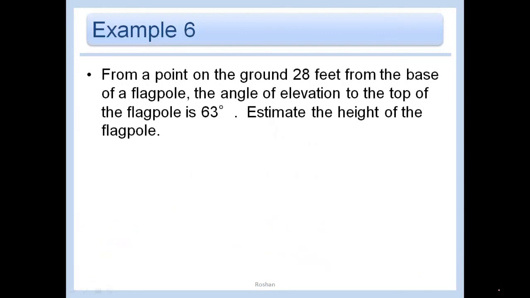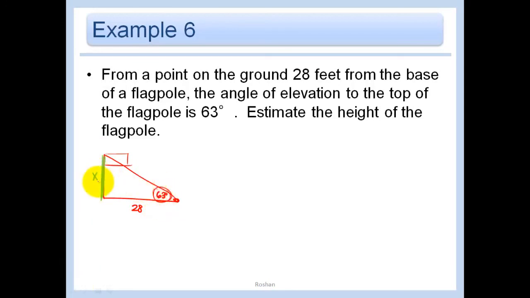Oops, I lied. One more question. From a point on the ground, 28 feet from the base of a flagpole. Okay, so we have a flagpole, and we are 28 feet away from the flagpole. The angle of elevation to the top of the flagpole is 63 degrees. So that's the angle of elevation there. Estimate the height of the flagpole. So we want to find x.